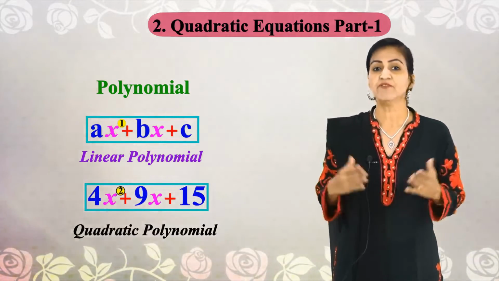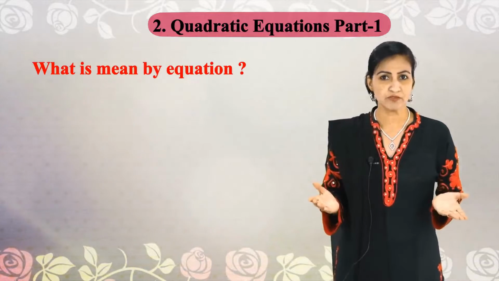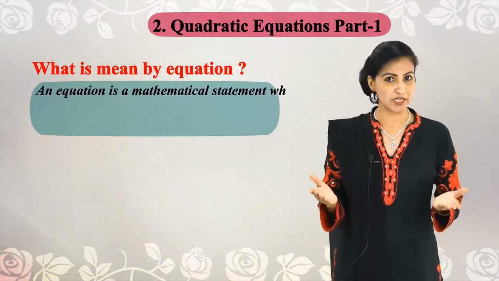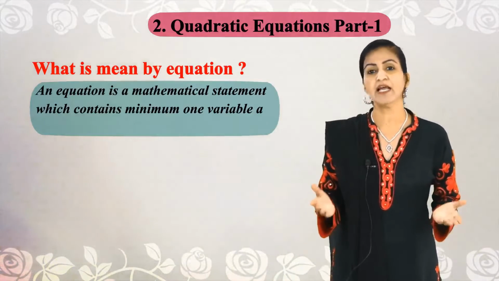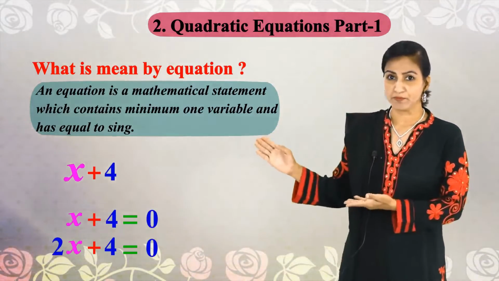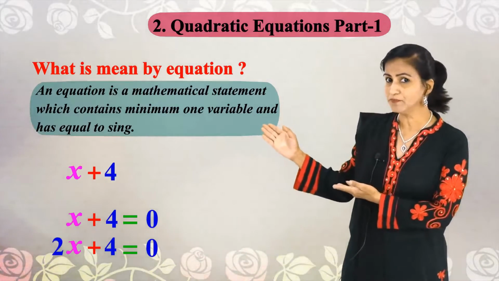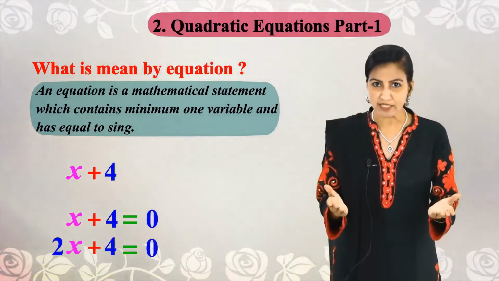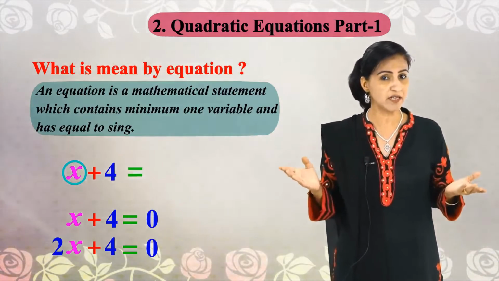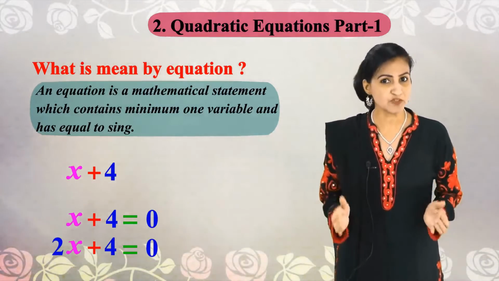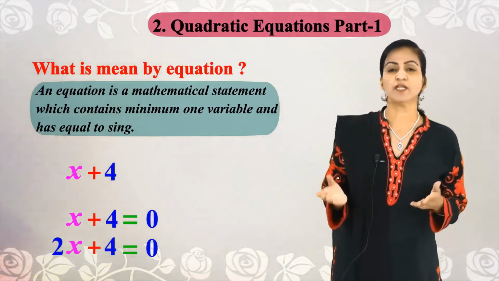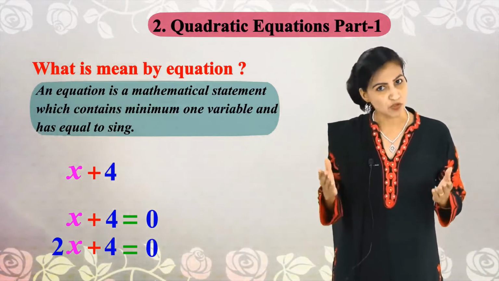Now students, we have learned about quadratic equation. An equation is a mathematical statement which contains minimum one variable and equal to sign. Now see this statement. Is x plus 4 an equation? No. In this statement, x is a variable but does not have an equal to sign. But x plus 4 is equal to 0 is an equation. 2x plus 4 is equal to 0 is also an equation.